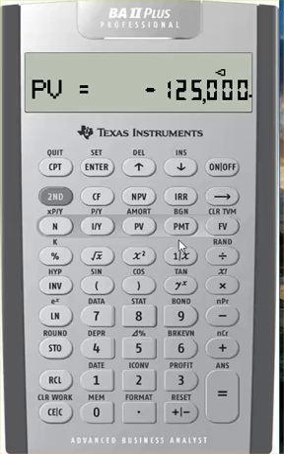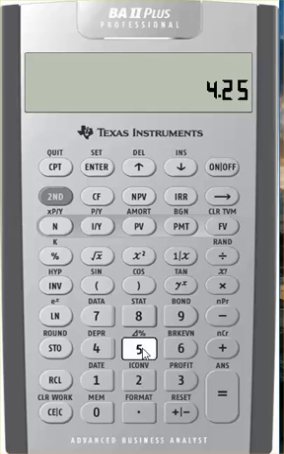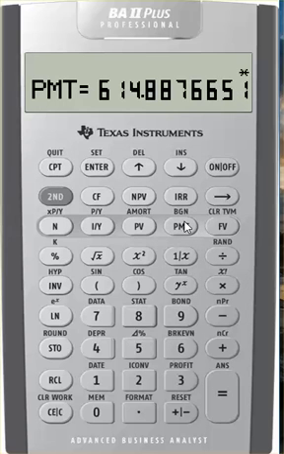Now, 4.25%, that is the rate on the mortgage. So 4.25 is my interest per year. I don't have to divide that by 12. The calculator knows that you change the compounding period from 1 to 12. It knows it's monthly compounding. So to compute the P&I, simply compute payment. So your monthly payment is $614 and we'll say 89 cents. That's what we refer to as P&I, principal and interest.